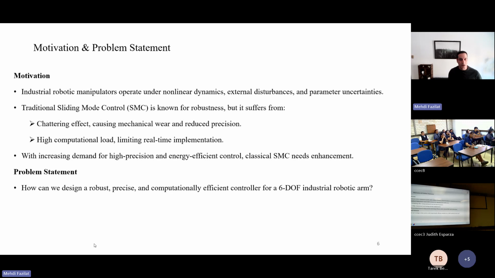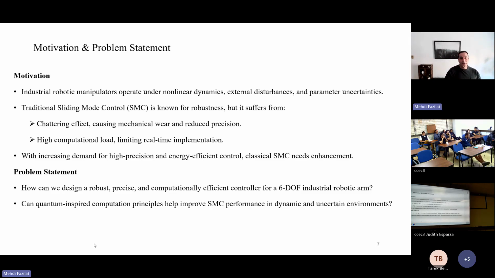So that brings us to the problem statement. How can we design a controller that is robust, precise, and lightweight in computation, especially for high degree of freedom robotic manipulation? And finally, can quantum-inspired computation help to improve the sliding mode control performance in dynamic and uncertain environments?